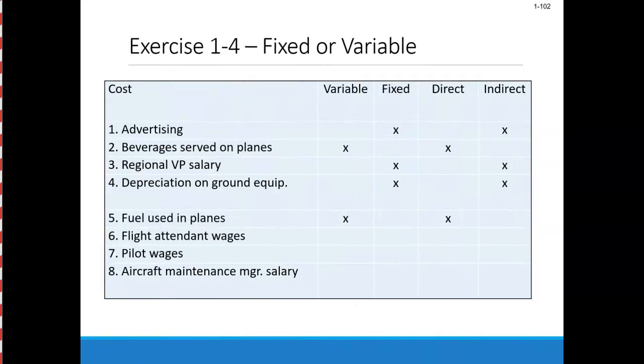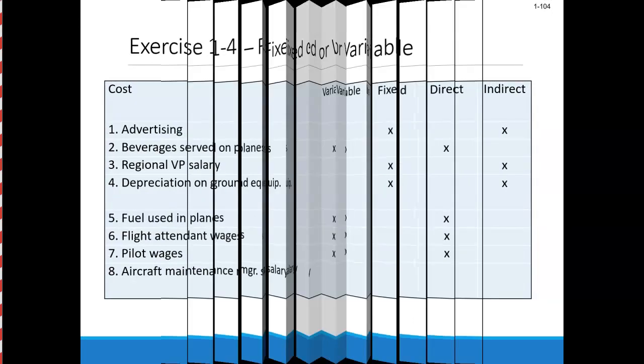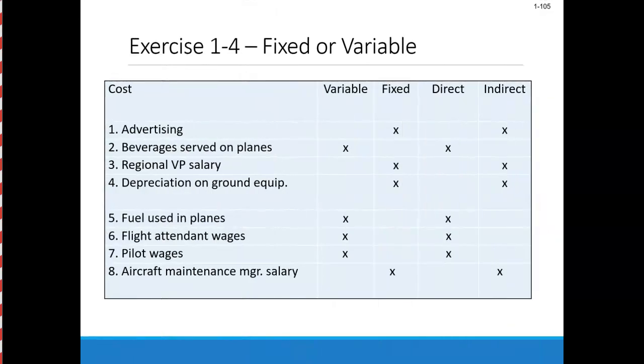Fuel, I'd call that variable and direct. They know how much fuel they're putting in there, don't they? And it's going to be based on how far they go. Flight attendant wages is going to be direct and variable. Same with the pilot. But what about that aircraft manager's salary? Isn't that an indirect cost to that particular flight? Make sense?